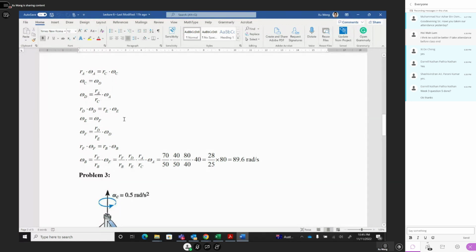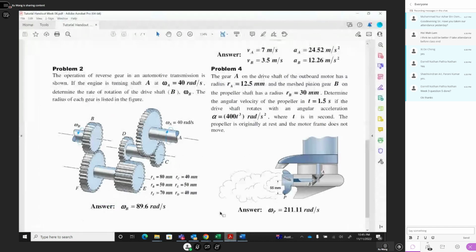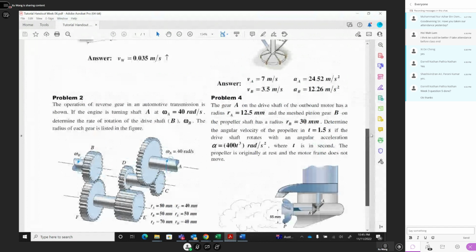RD is this one. Replace RD by this one, RA, RC, and omega A. That's why you get omega B equal to this one relates to omega A. And this ratio, we know that, put the number inside, and this omega A equals 40, and you multiply, you get the result 89.6 radians per second. That's very straightforward. So you put the pair of meshed gears, put the formula, and put this formula inside. You can straight away get the results. Very simple. All right, then we go to problem 3.